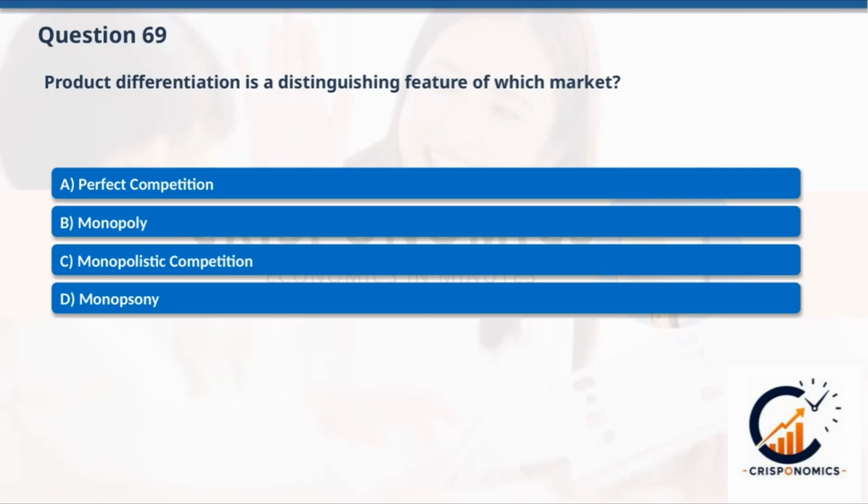Let's talk about product differentiation. That's when products are similar but not identical, and businesses try to stand out. This feature is a key part of monopolistic competition. Unlike perfect competition, where products are identical, here companies compete by making their products unique. It's not a monopoly, where there's only one seller, and it's not a monopsony, which focuses on a single buyer. So, product differentiation really defines monopolistic competition.